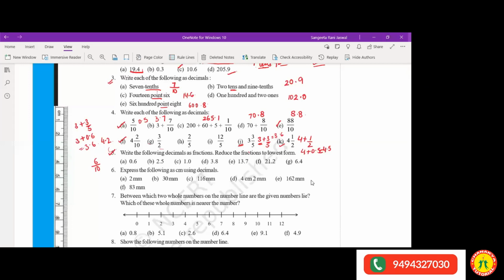Now 6 by 10 can be reduced to lowest form. Both are even numbers, so you can reduce it with 2. 2 threes are 6. 3 by 5. So the lowest form is 3 by 5. Now 3 by 5 cannot be reduced further. Similarly, we can do for 2.5. 2.5 can be written as 25 by 10, and you can reduce it by 5. 5 fives are 25. So that becomes 5 by 2.